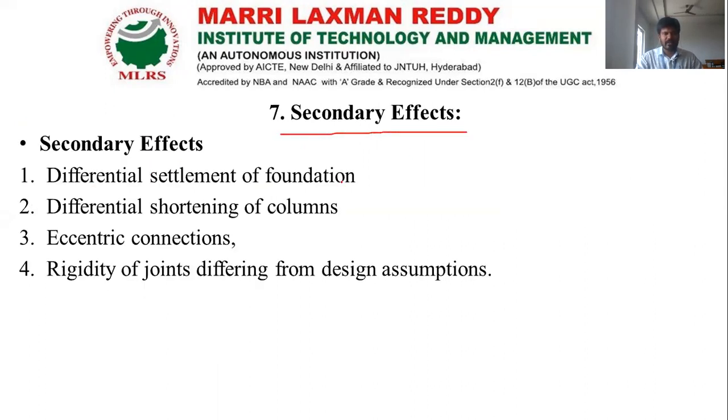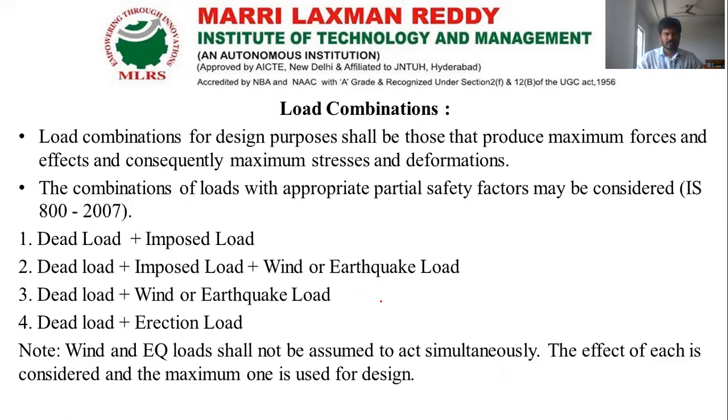Last one, secondary effects. It happens due to freezing and thawing effects on the buildings, due to thermal expansion and thermal contraction. Here there is also differential settlement of foundation, differential shortening of columns, eccentric connection, and rigidity of joints differing from design assumptions. It may happen due to these effects.